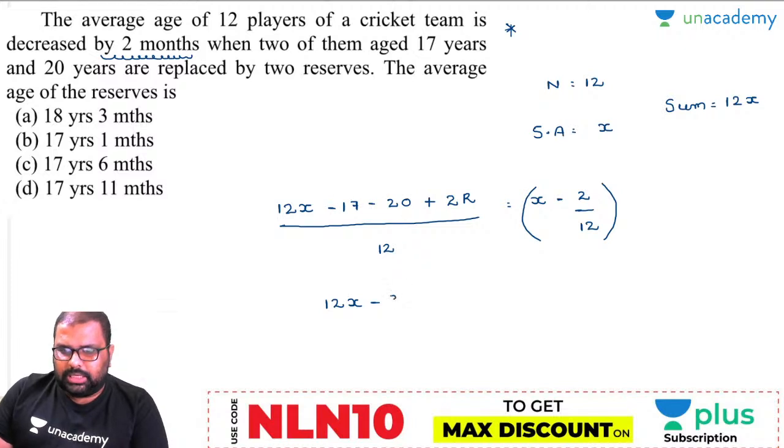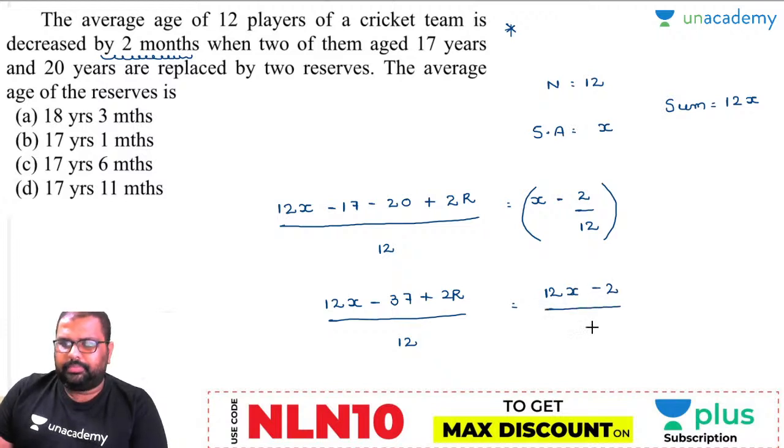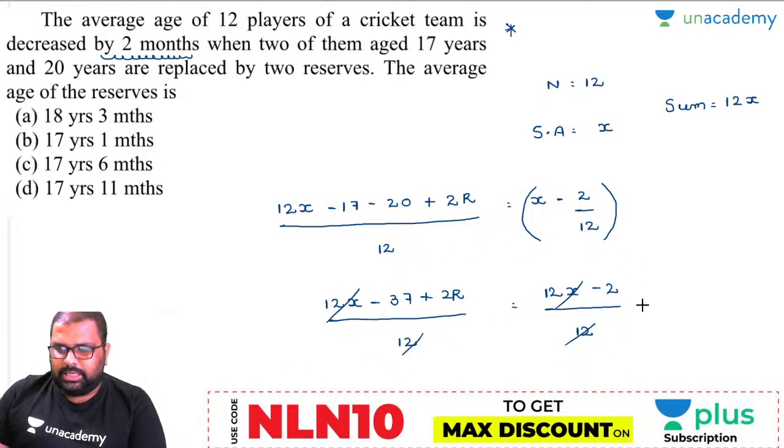So can I write down like this, 12x minus 37 plus 2r, divided by 12, and I can write down this as x minus 2 divided by 12. Am I right? So 12 gets cancelled. This 12x and 12x get cancelled. Now see here, this 37 goes to the right hand side, which becomes plus 37, which is 35. So r will be how much? 35 by 2. Can I write down this as 2? 17 2s are 34. 17 1 by 2.